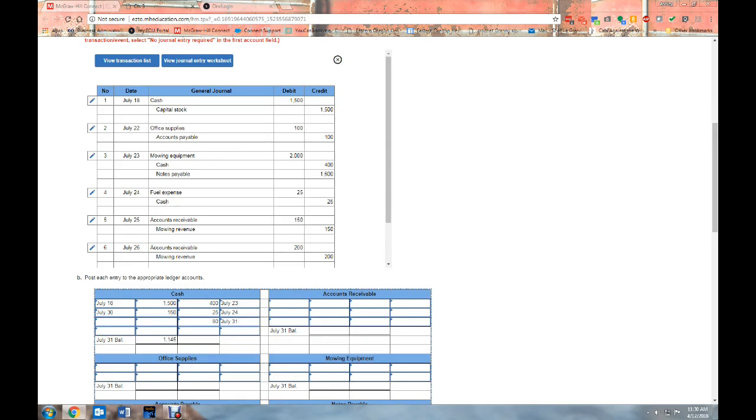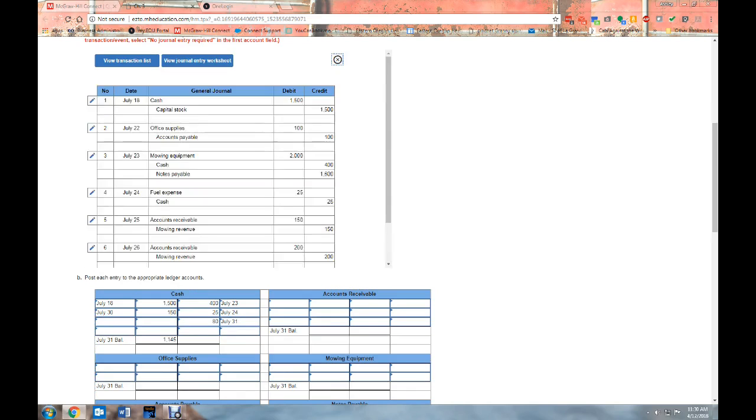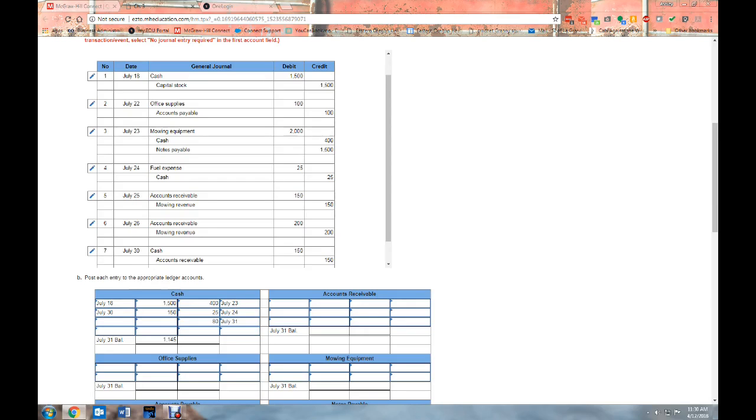Okay, so accounts receivable. July 25th, sorry, told you that I don't do this very often, so I'm going to try to quit doing that. July 25th, I had a debit entry in accounts receivable. So I'll pull that down, and it was $150. July 26th, I had another debit entry of $200.